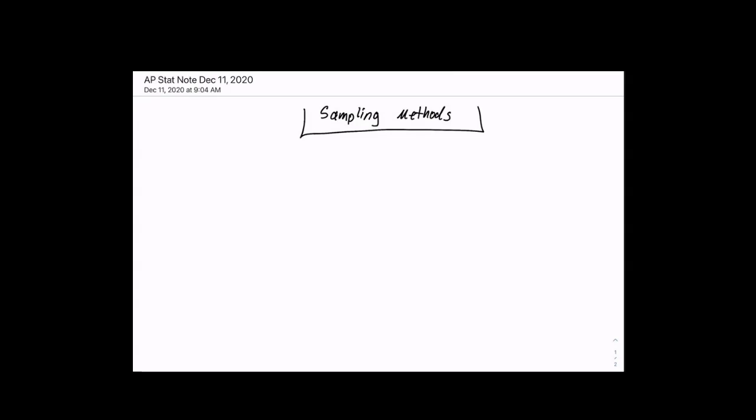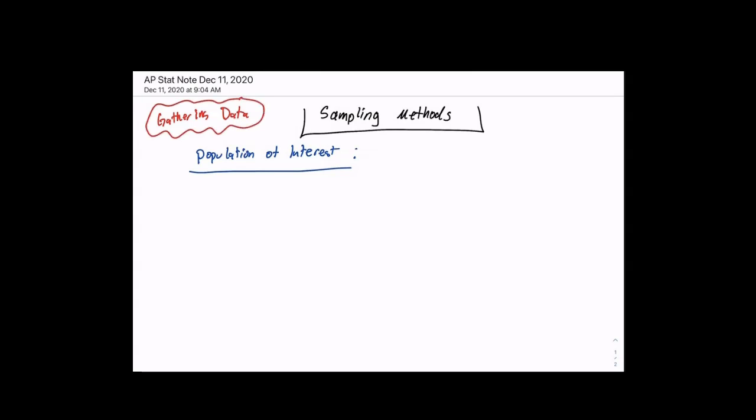So one such important idea, first off, is really giving a good picture of what we have. The first word that we have is a population of interest. So the key here is we want to find information. We want to gather data. Gathering data is the big idea here, and we want to first be able to identify our population of interest.